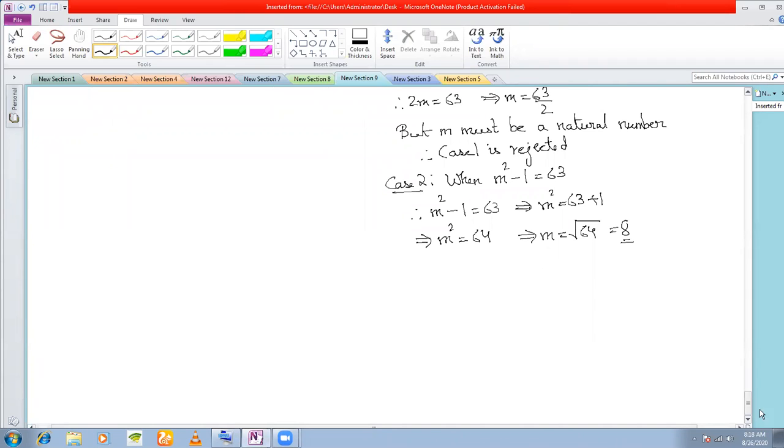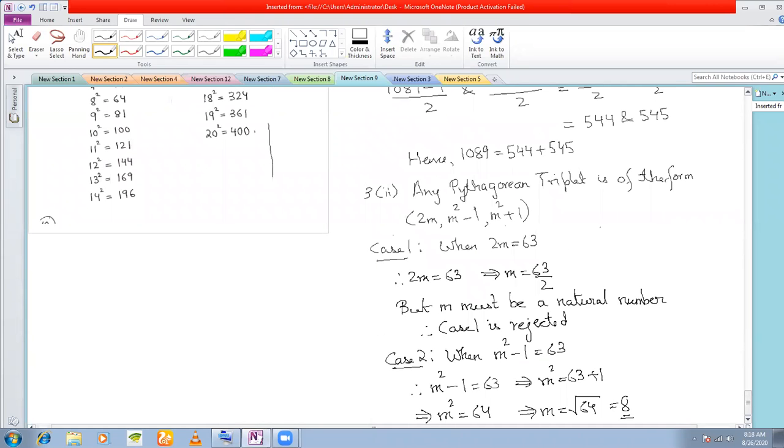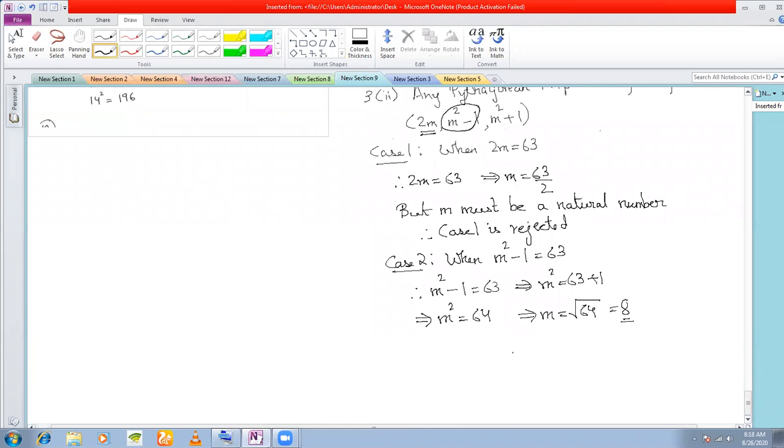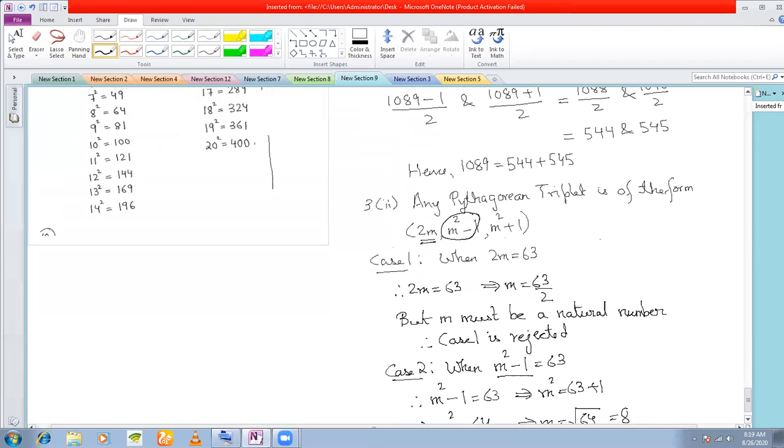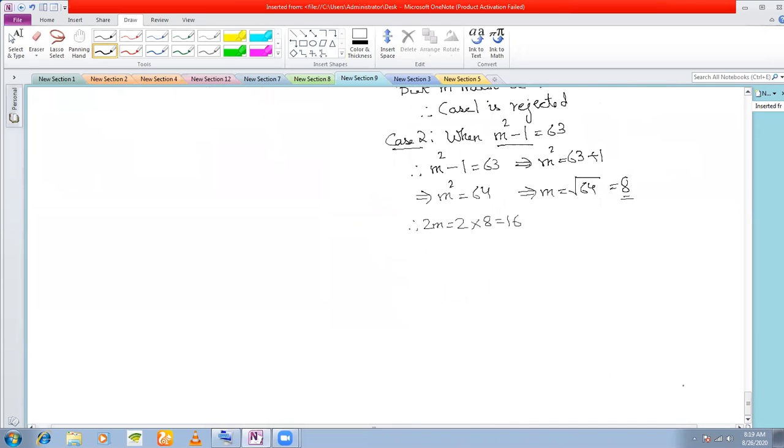So therefore, in this case the value of m that we are getting is 8. So what are the other numbers? In this case, we have taken m square minus 1 equal to 63. So what will be the value of 2m? Therefore, 2m is equal to 2 into 8, which is equal to 16. And m square plus 1 is equal to 8 square plus 1, which is equal to 64 plus 1, which is equal to 65.